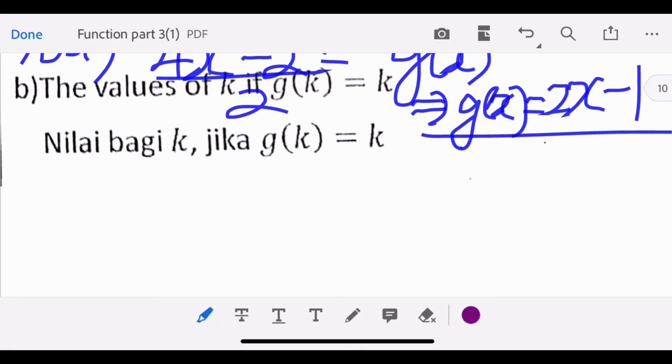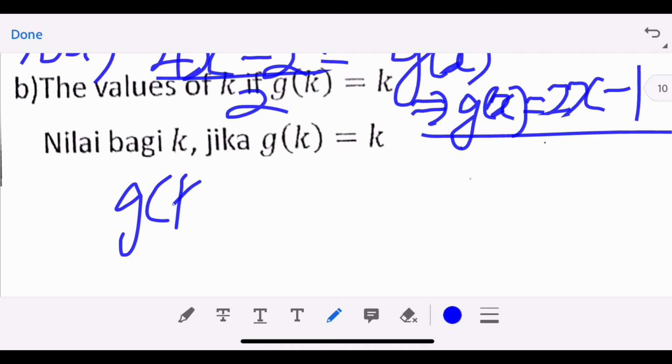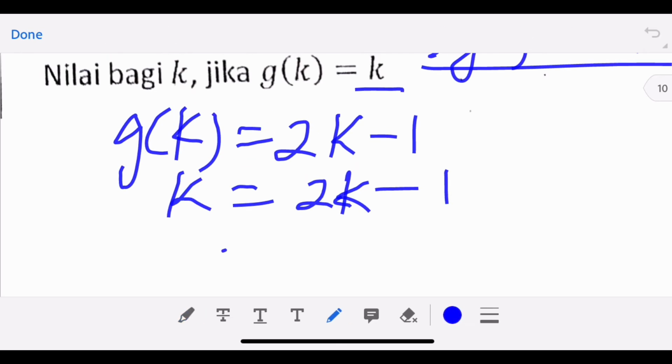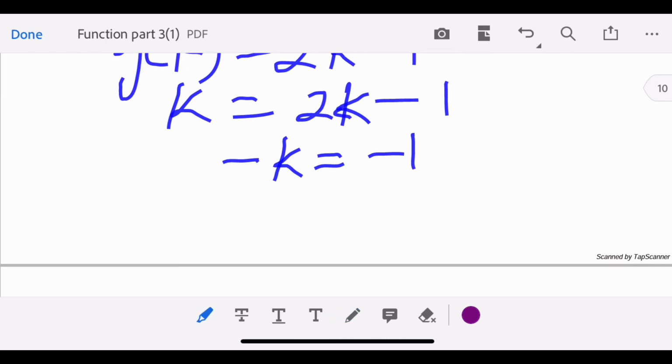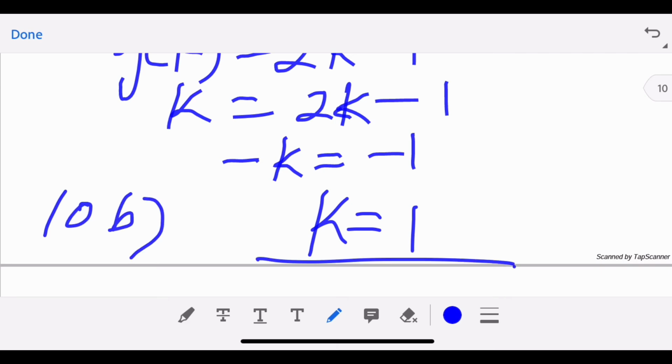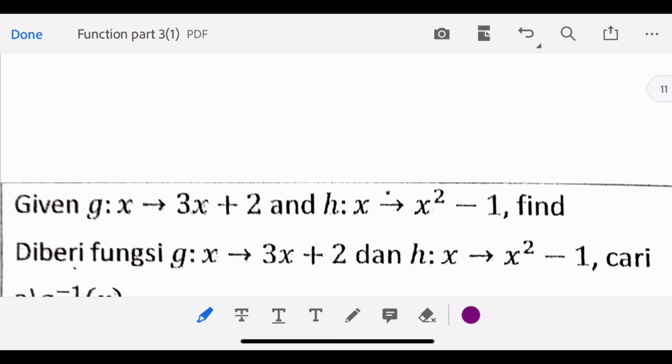g(k) equal to k, so g(k) equals 2k - 1, right? So here it is given equal to k, so we just solve it. So 2k is equal to, I shift the k, so -1, so k is +1, right? So this is the answer for 10b. Got it? Now how about 11?